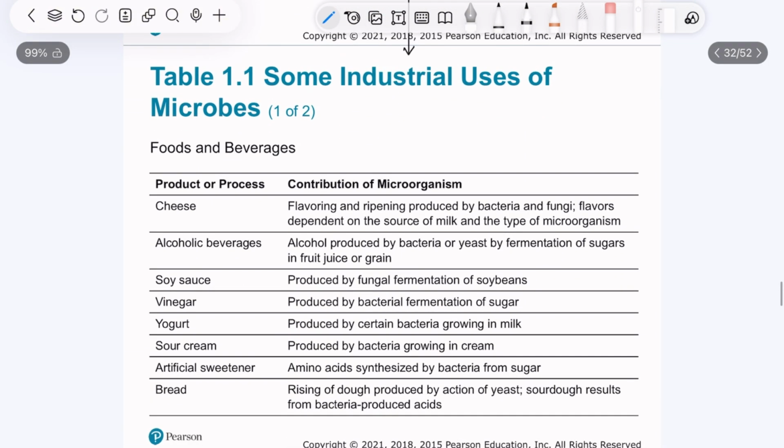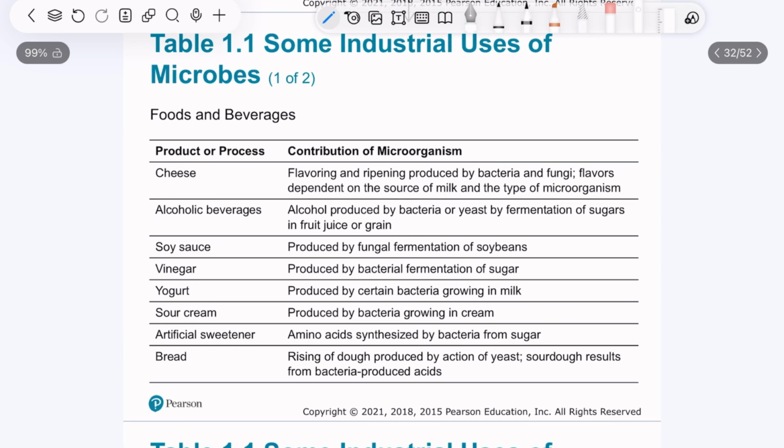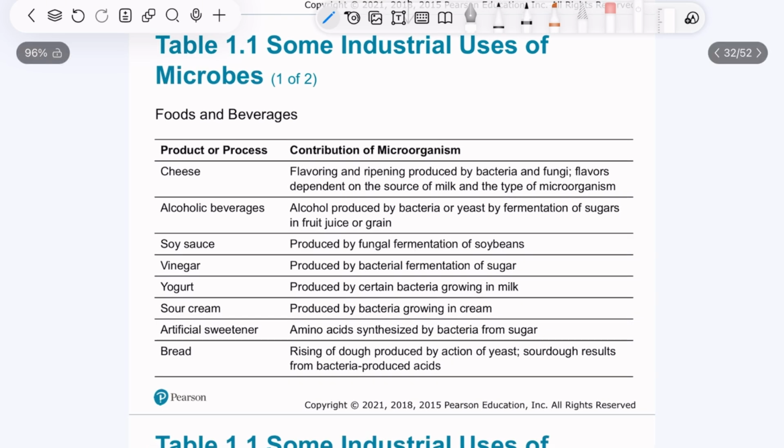So, some industrial uses of microbes. If I remember correctly, she said this is just an FYI and not necessarily something that you should remember for the upcoming exam.